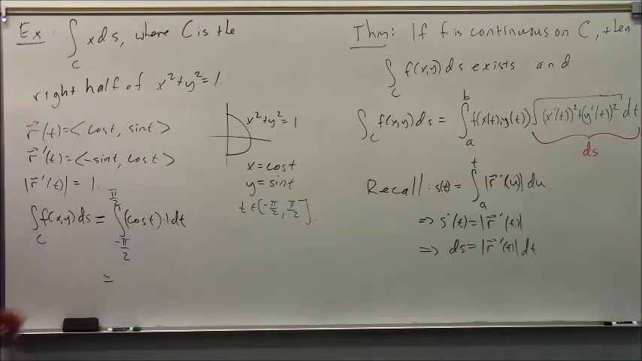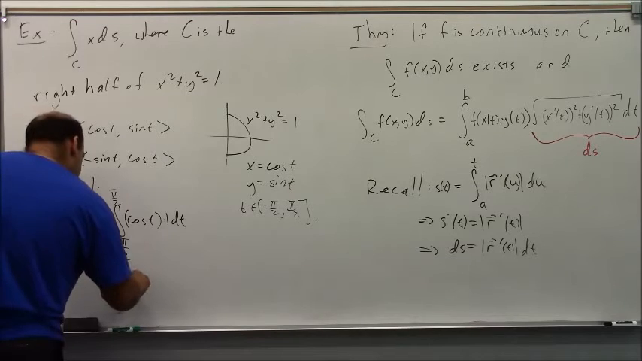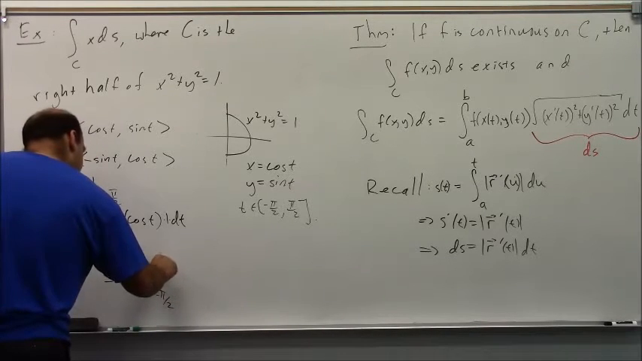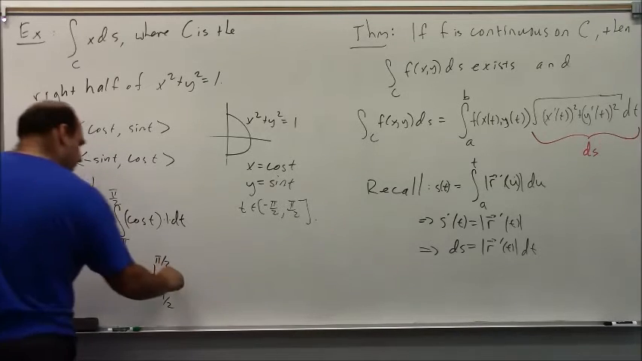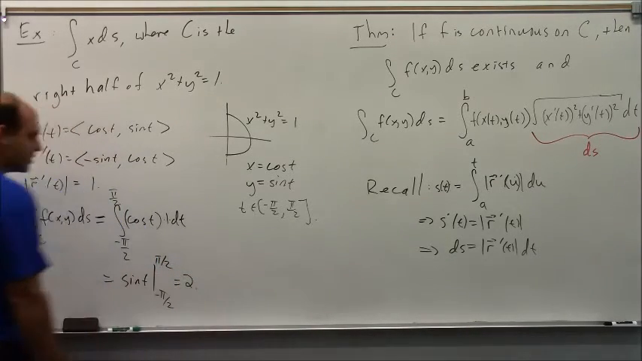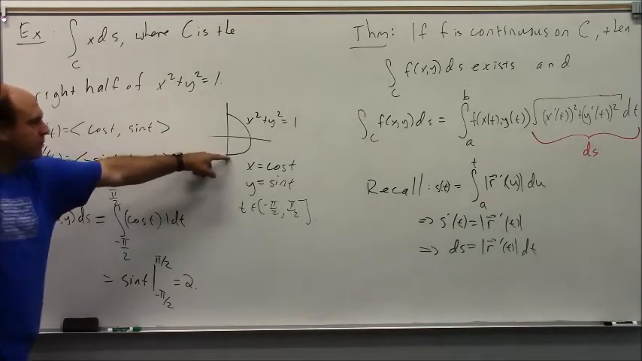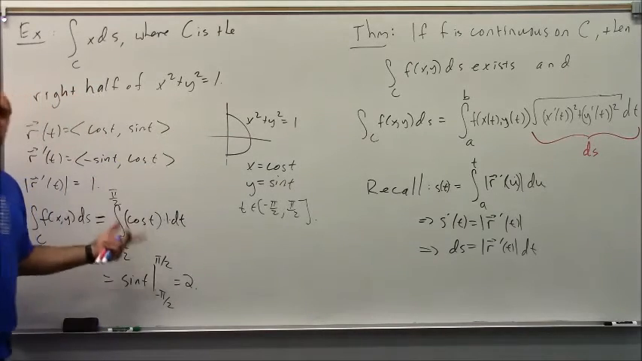And that's great, we can integrate that. That integrates to sine t from minus pi over 2 to pi over 2, which is a 1 minus a minus 1, and so that's 2. So the area under this curve, x, and over this semicircle is 2.